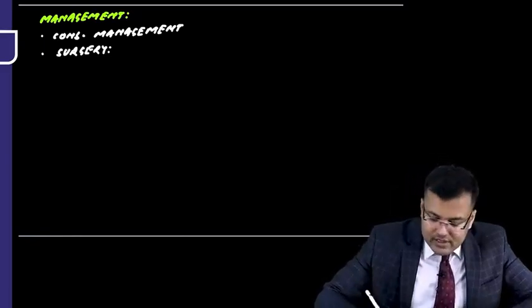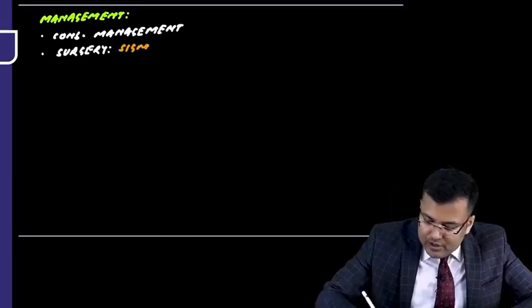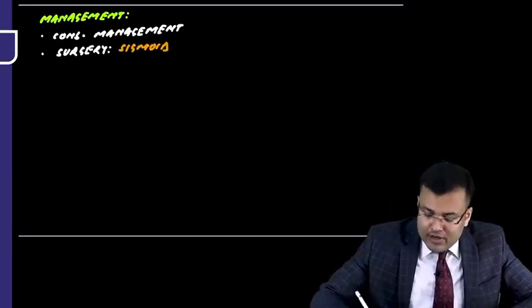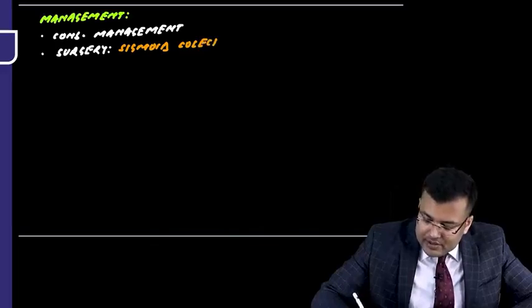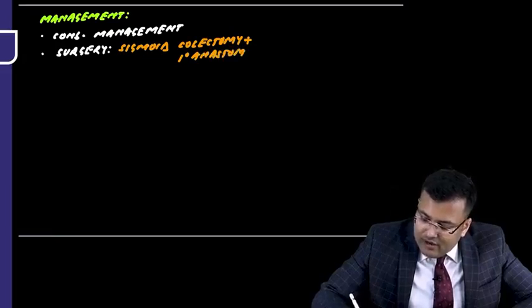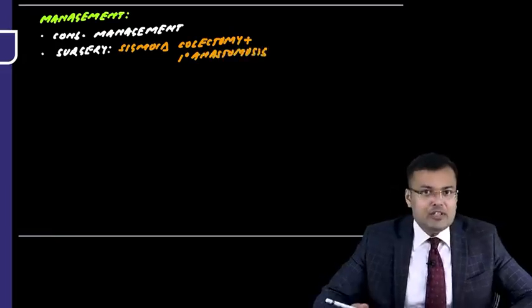So what kind of surgery? Here we perform sigmoid colectomy with primary anastomosis. So sigmoid colectomy plus primary anastomosis is done. This is the management of colonic diverticulosis.